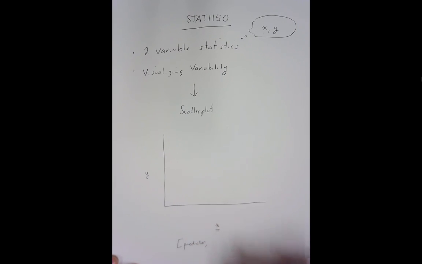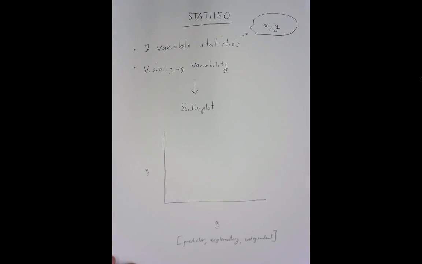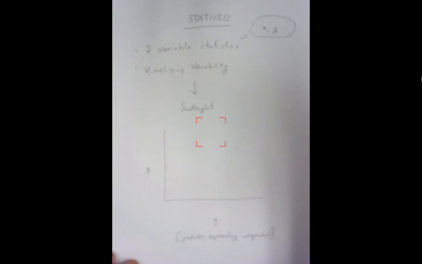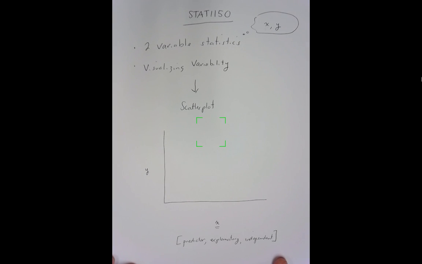Well, nevertheless, this X value comes with different names. Sometimes we call it the predictor. Sometimes we call it the explanatory. And sometimes we call it the independent variable. Okay? That doesn't seem to be as clear as I would like it. Let me see what I can get going on here. Okay, I think it's a little clearer.